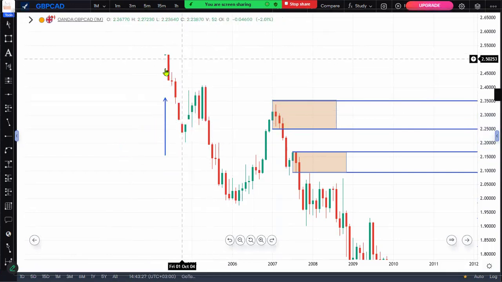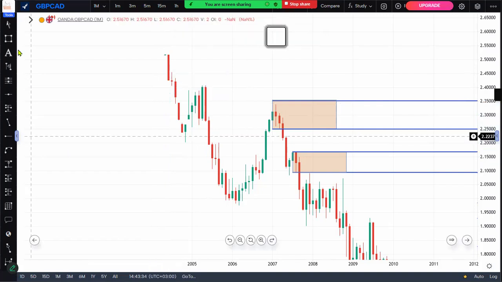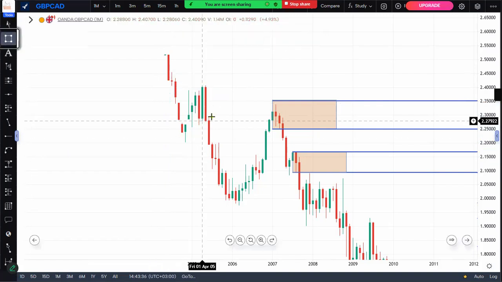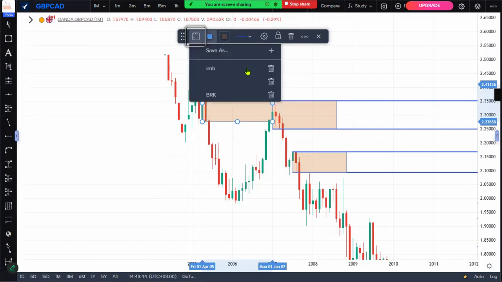And right here, what I think is a zone with high probability is this. Let me use this box, this area, like that. And this area has already been mitigated. So it's already used up.